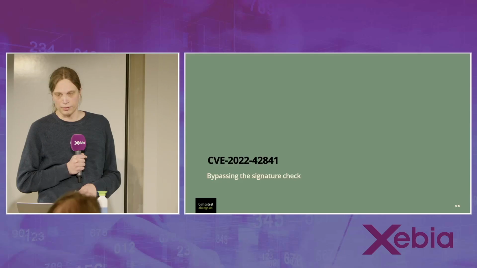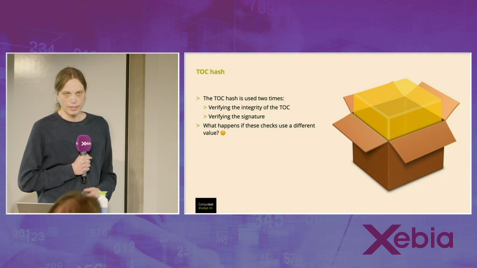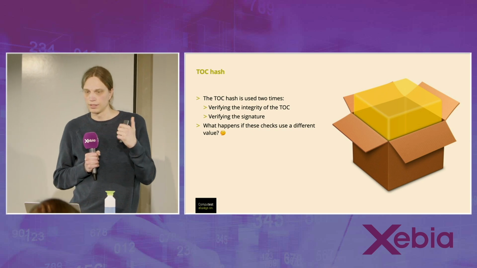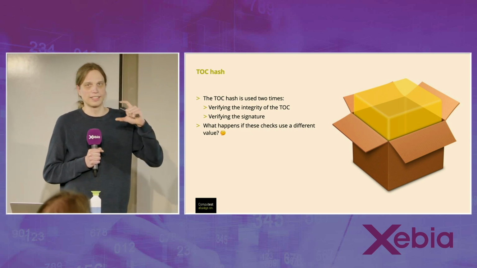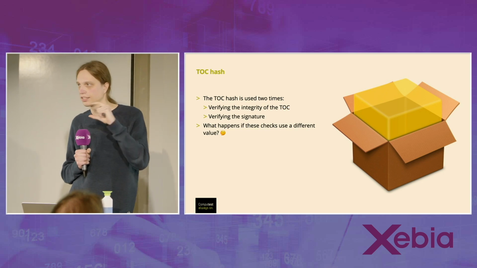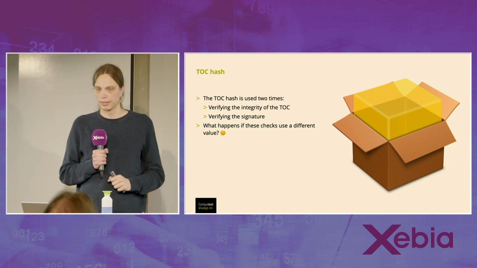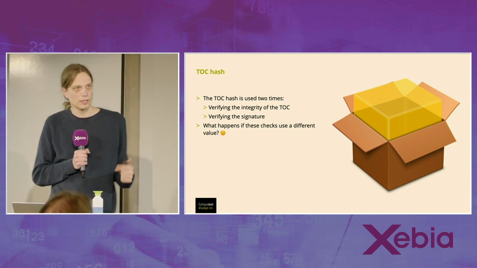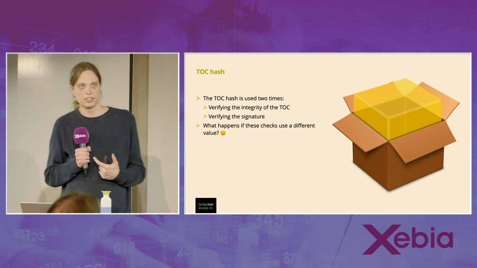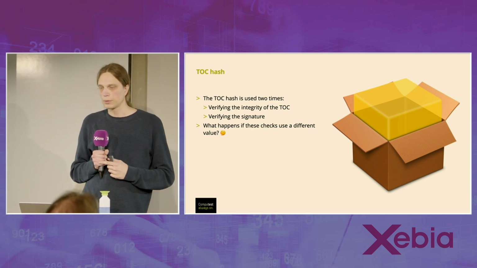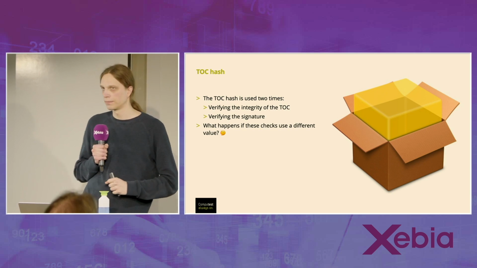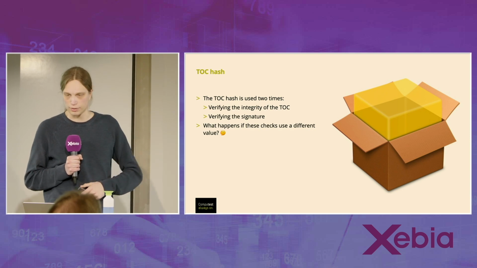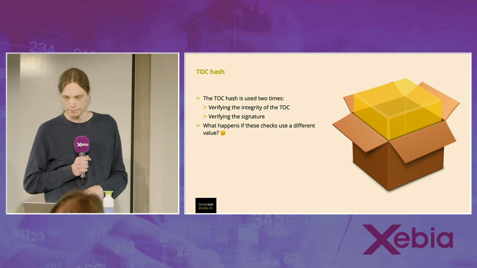So, the vulnerability that I found. Now, as I just said, the table of contents hash is used in two different ways. First, it is used to verify that the data in the table of contents is still correct, that there's no bit flips in there, that there's nothing being modified. And the second check is for verifying the signature. So basically two different places where the table of contents hash needs to be checked. But what happens if those use a different value? That's something I wondered. And then I was looking at the code because libxar is open source. It's one of the packages Apple publishes as open source.